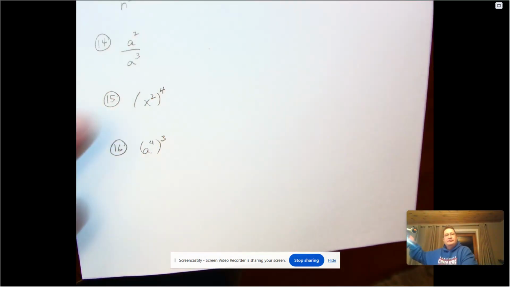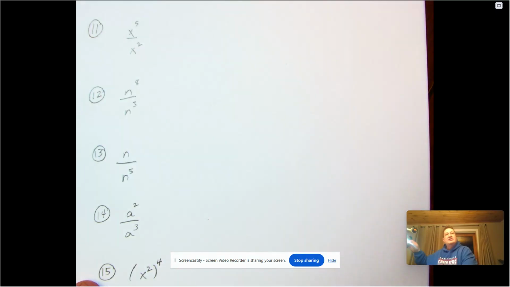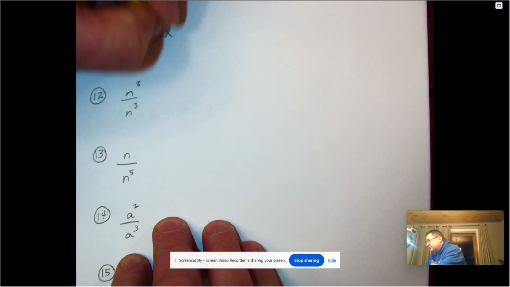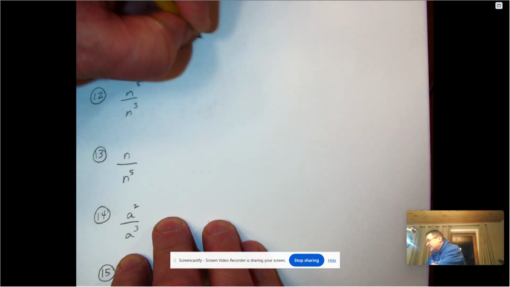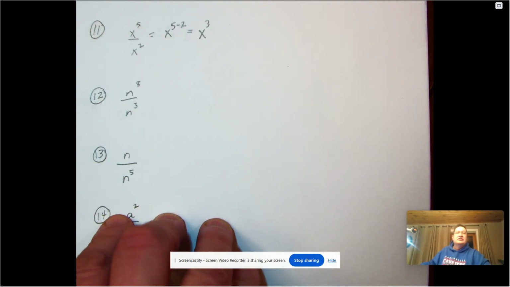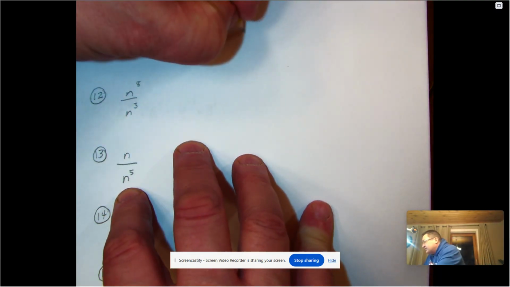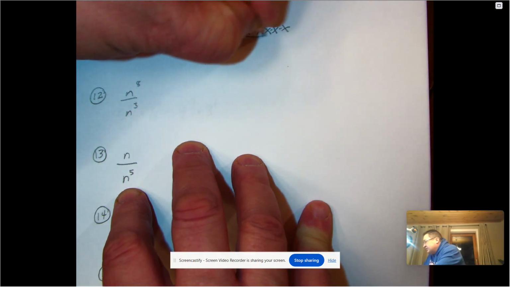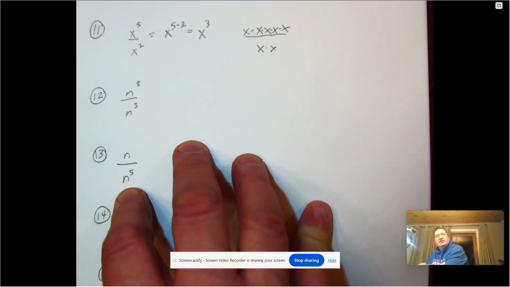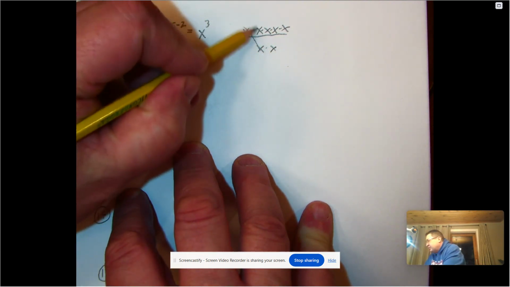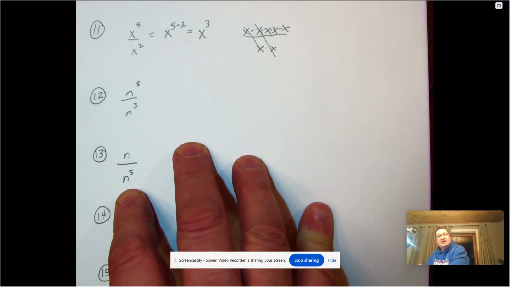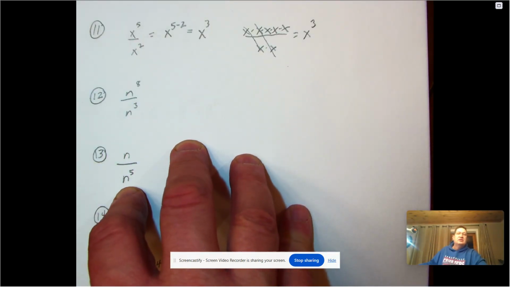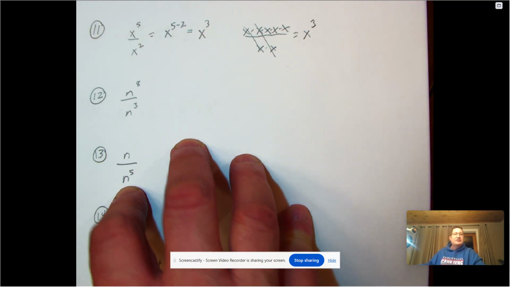Number 11 is asking us to do x to the 5th divided by x squared. You might recall that the rule we talked about in class the other day said that you could subtract those exponents. And so that's x cubed. Now remember, if you really wanted to, you could write out x 5 times on the top and twice on the bottom. Cancel a couple of them, and you would be left with x times x times x, which is x cubed. And so that's why that subtraction rule works. Okay, I'll leave you to do number 12.